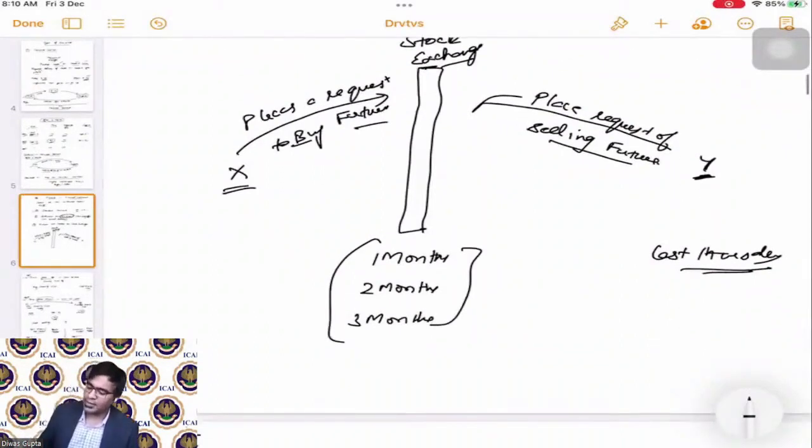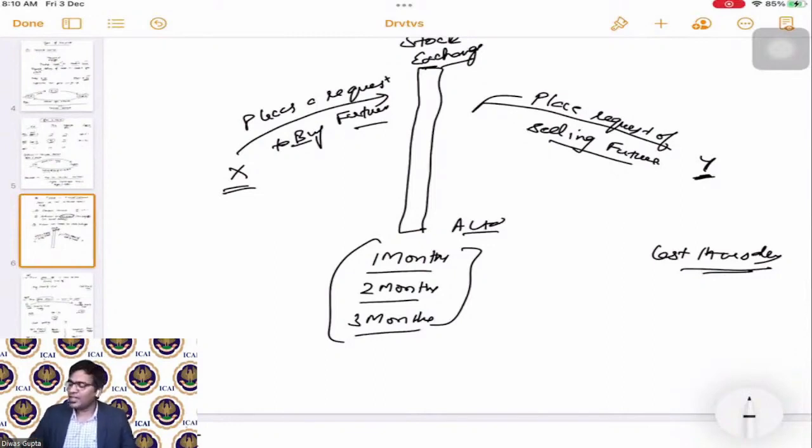For example, we are talking about A Limited's equity share. A Limited's equity share is traded separately in the spot market, and the future on A Limited's equity share will be traded in the derivatives market. Now there will be 3 futures at any given point of time: one having a 1 month expiry, 2 month, and 3 month expiry. And all of them will expire on the last Thursday of that particular month. Now, for example, between X and Y, they have done a deal. So they have done a deal here.